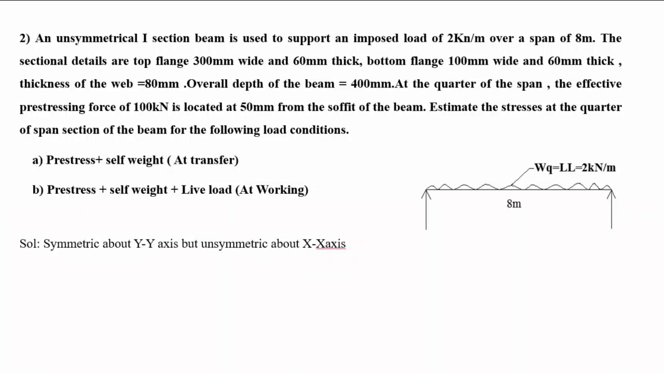Now this is the second problem. Let's start with this. An unsymmetrical I-section beam is used to support an imposed load of 2 kN per meter over a span of 8 meter.